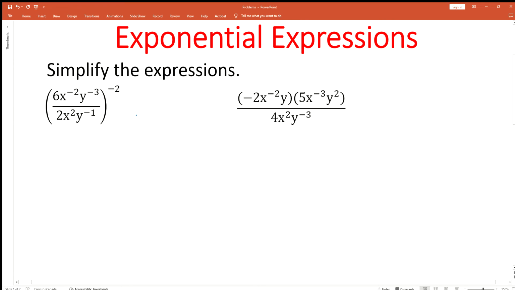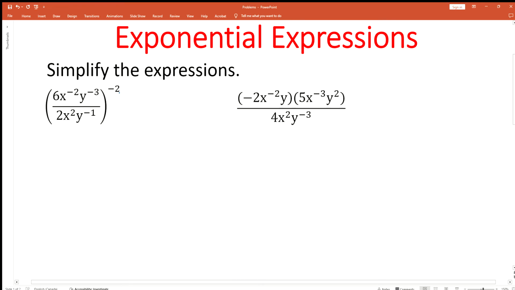In this video, we'll use laws of exponents to simplify exponential expressions. Let's start with the first expression, 6x to the power negative 2 y to the power negative 3 over 2x squared times y to the power negative 1 with the outer exponent negative 2.